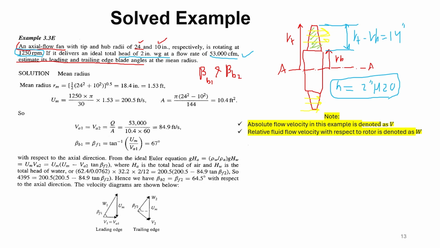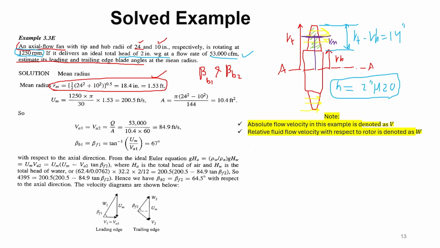Okay, here's the thing. Because this is an axial flow machine, the first thing you need to do is calculate the characteristics of the flow at the mean radius. Remember, in our previous slide I told you that the mean radius is the square root of the radius of the tip squared plus the radius of the hub squared, over 2. You do this and you get a mean radius of about 1.53 feet from the axis of rotation. Okay, so where is the mean radius? Here is the mean radius, at this point, more or less.